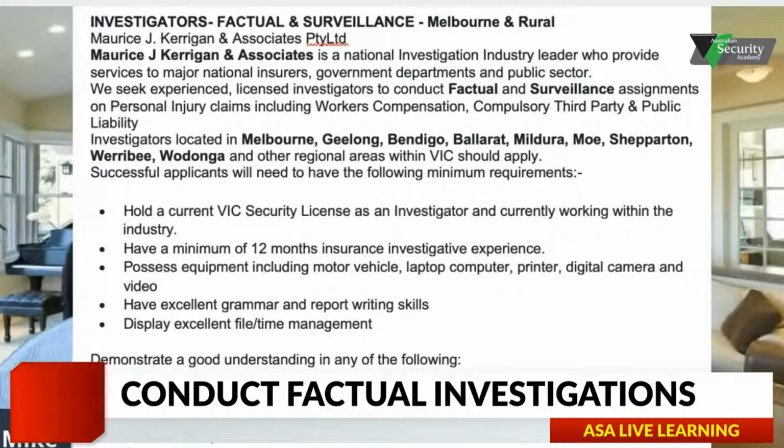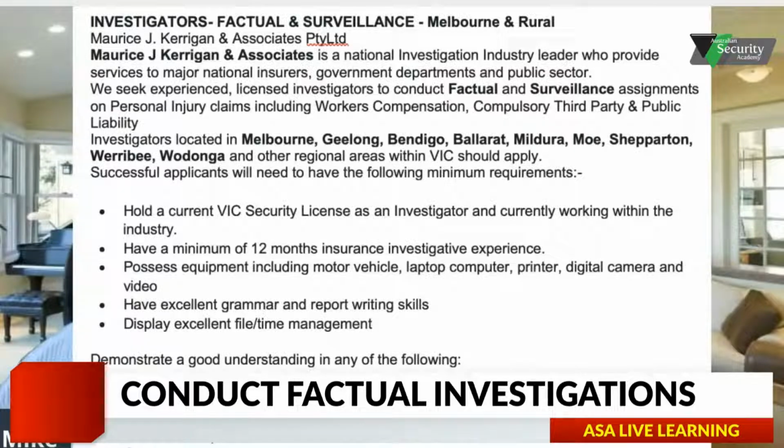They do personal injury claims, workers' compensation, compulsory third-party claims to the TAC, and public liability matters. Now, it's not just limited to that. They also do general insurance work. So they're seeking people who hold a Victorian security licence as an investigator and you're currently working. You must have a minimum of 12 months insurance investigation experience. You must possess your own equipment, including a motor vehicle, laptop, computer, printer, digital camera and video.